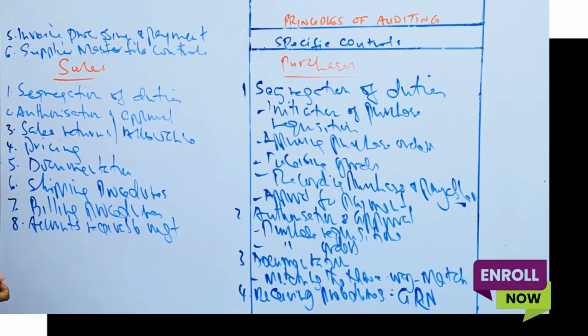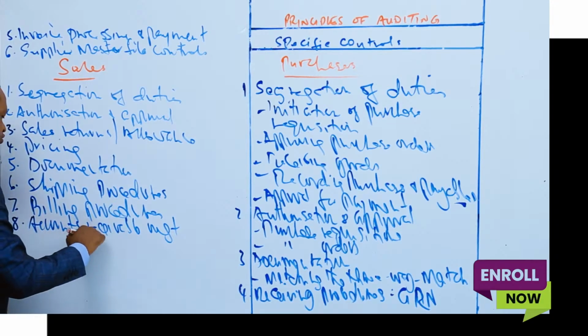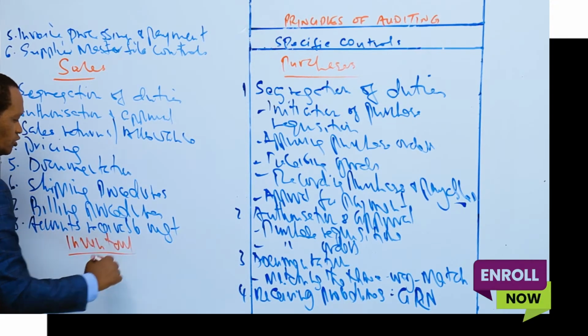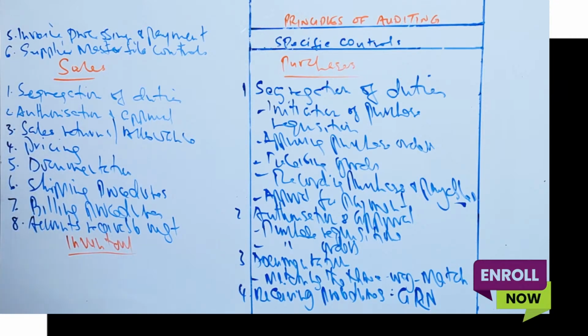Let's move on to the third component, which is inventory. Specific controls on inventories, or what we call stock. Inventory controls are crucial for safeguarding assets and ensuring accurate financial reporting. Some of the key controls in inventory are, number 1, physical controls. If a company has inventories, then there ought to be in place physical controls.